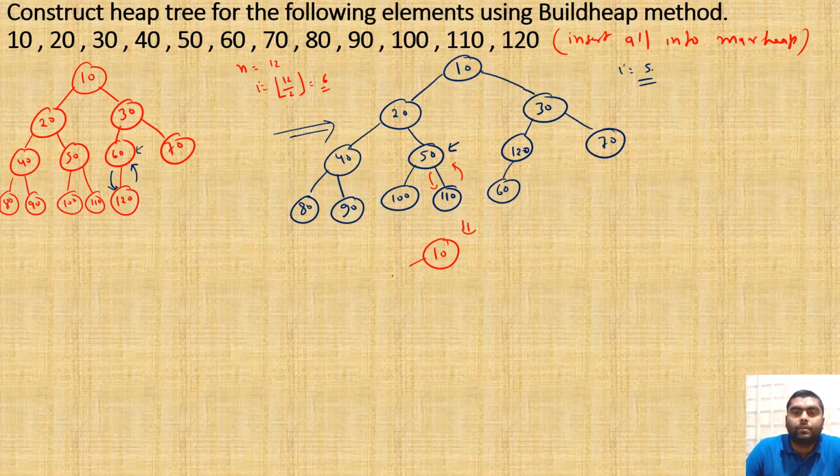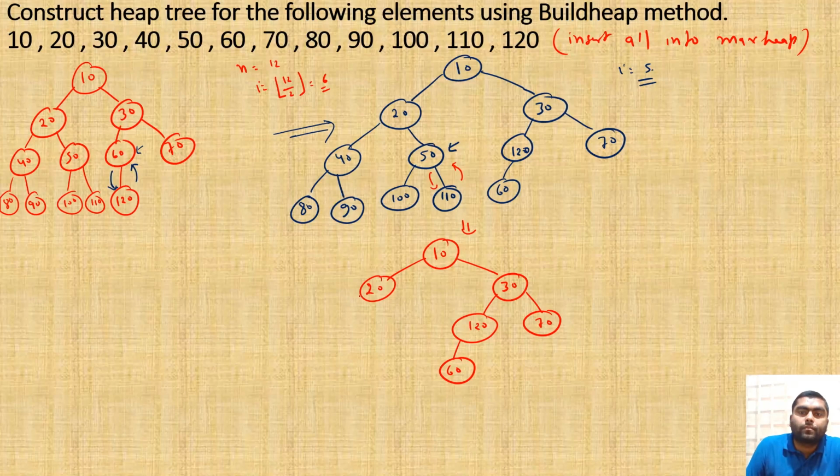Finally 10, then it is 20, then right is 30, and 120, and then it is 70, and left is 60, and this side 40, and left and right are 80, 90, and on the right the value changes to 110. So it is 110, swapping and interchange happened, then it is 100, and then it is 50.